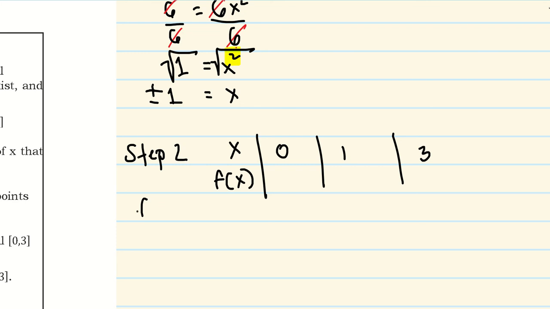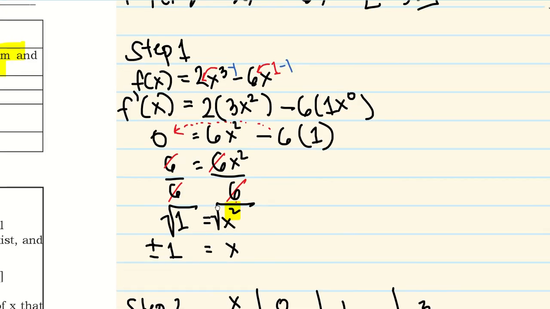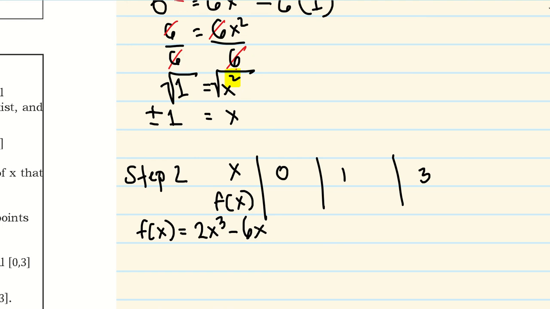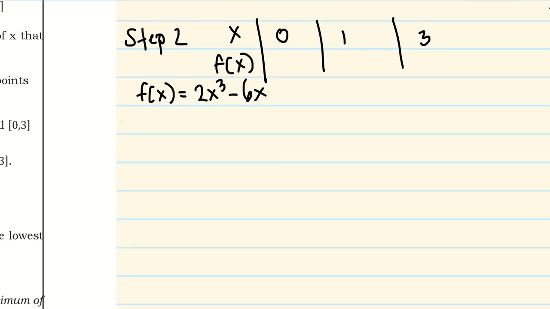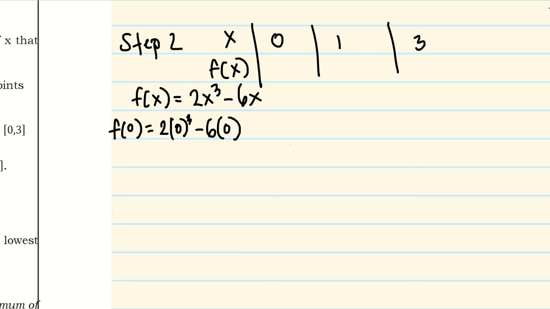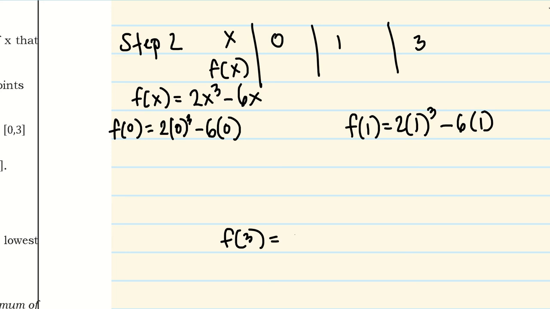So we're gonna copy once again the function, which is 2x cubed minus 6x. Okay, so what we're gonna do here, we have f of 0 equals 2 times 0 cubed minus 6 times 0, and then we also have f of 1 equals 2 times 1 cubed minus 6 times 1, and then f of 3 equals 2 times 3 cubed minus 6 times 3.